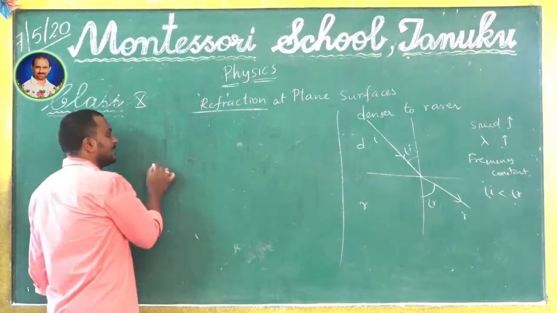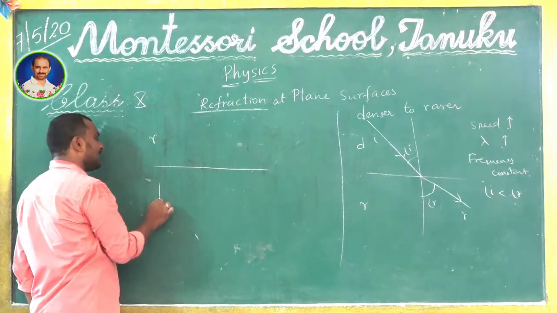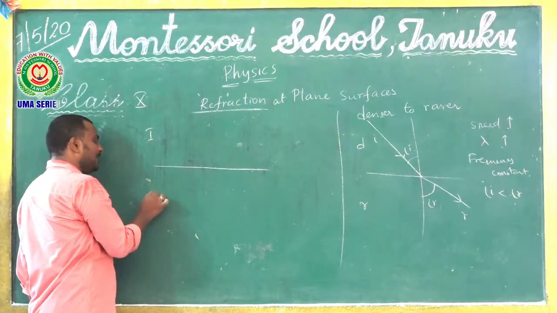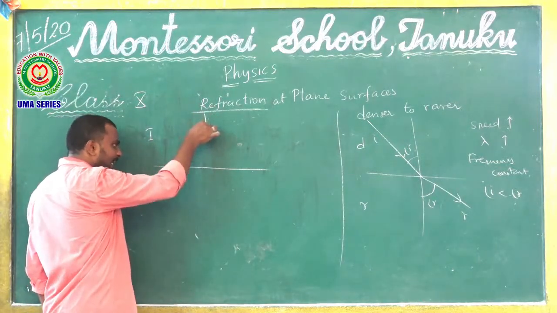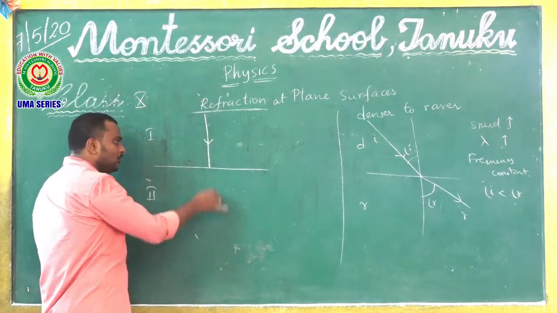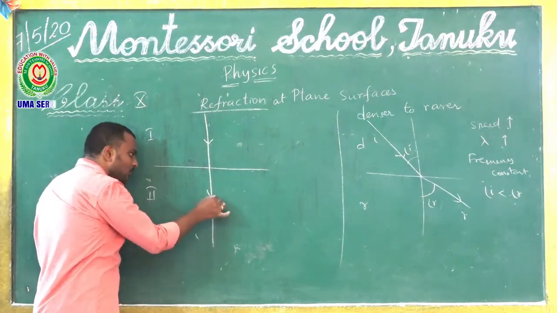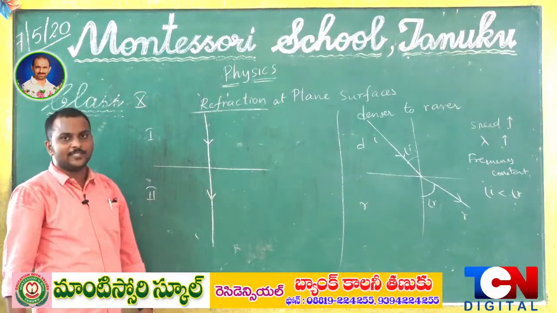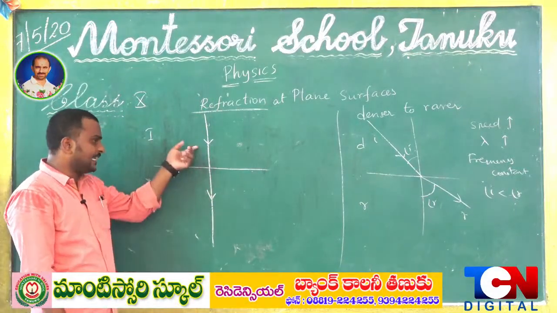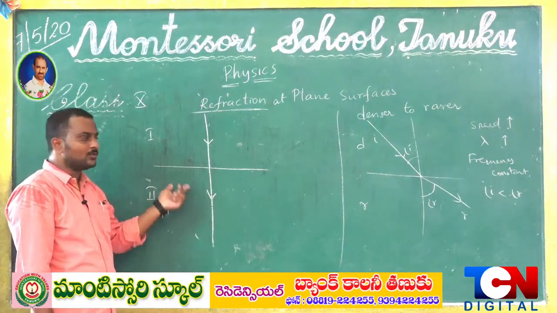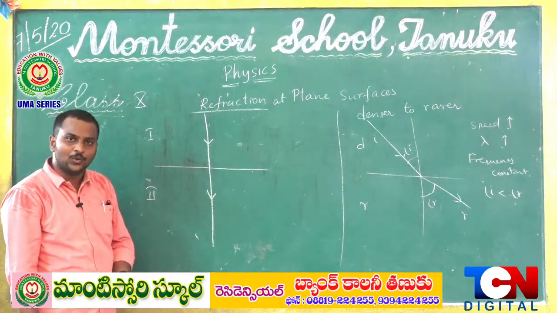The first one is, even though light ray is traveling from one medium to another medium, let it be medium 1 and medium 2, if the light ray is incident on the normal, the light will not bend. So here the angle of incidence is equal to angle of refraction. Here angle of incidence is 0. Here angle of refraction is also 0. So in this condition angle I is equal to angle R.